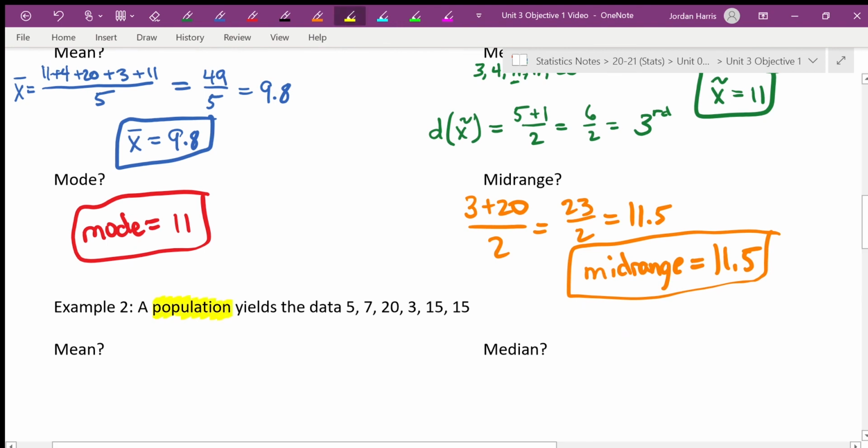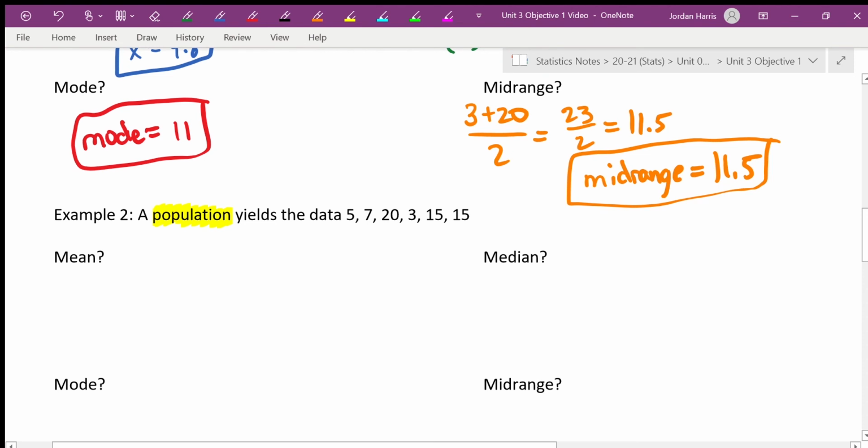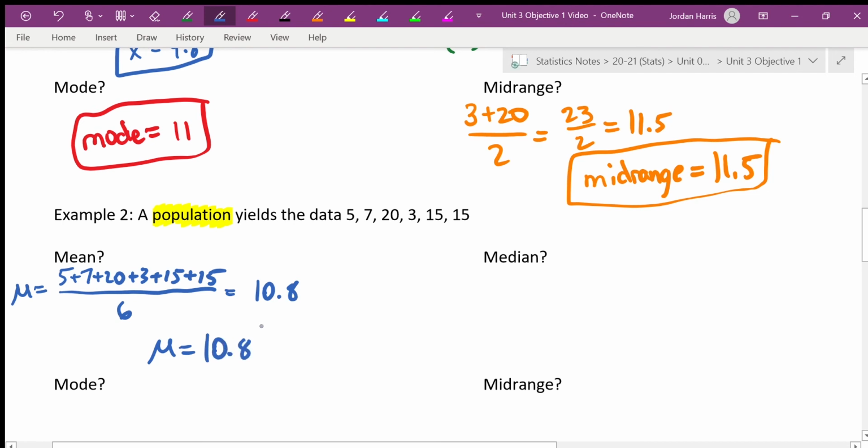Really the same idea, but now it's a population data set. So we have to distinguish between the two. All right, so I have my mean, mu, because it's population mean now. 5 plus 7 plus 20 plus 3 plus 15 plus 15. Add them all up. Divide by how many there are, so 6 in this case. I'm just going to use the calculator. Add them all up, hit enter, divide by 6, and you get 10.8. So my population mean is 10.8.